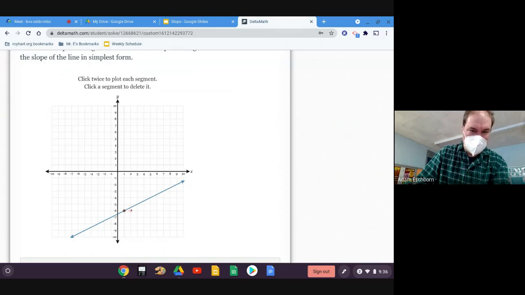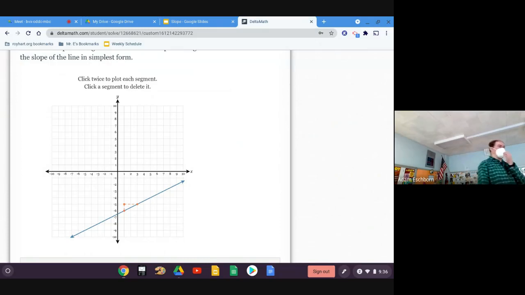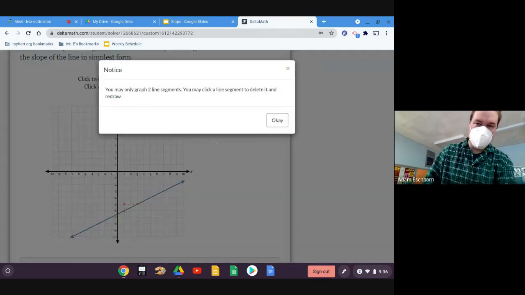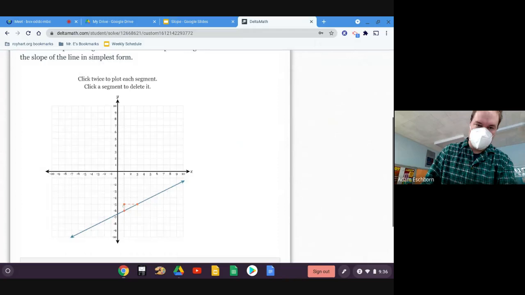We need to make a step. We can't just go directly to the step. We have to go up and then over. So how about up and then over? Do you agree with me that that is what the staircase would look like on this line? Going up 1 and over 2. Yeah. If I do it again, okay, I'm trying to delete it. There we go. If I do it again, delete.